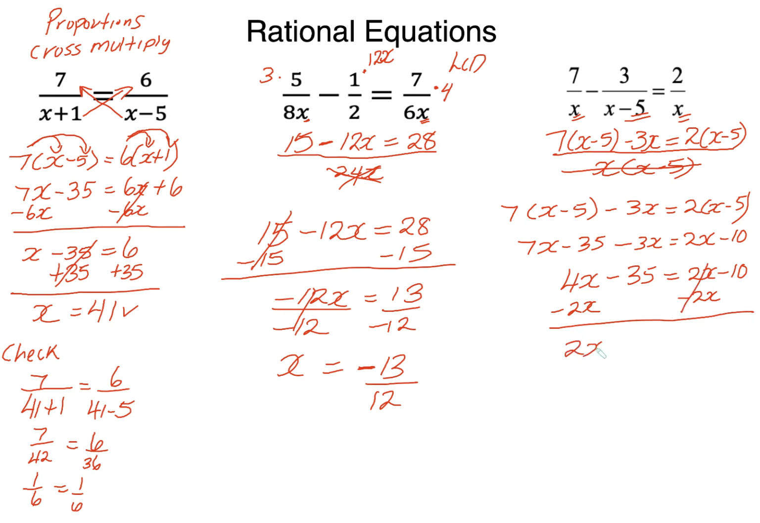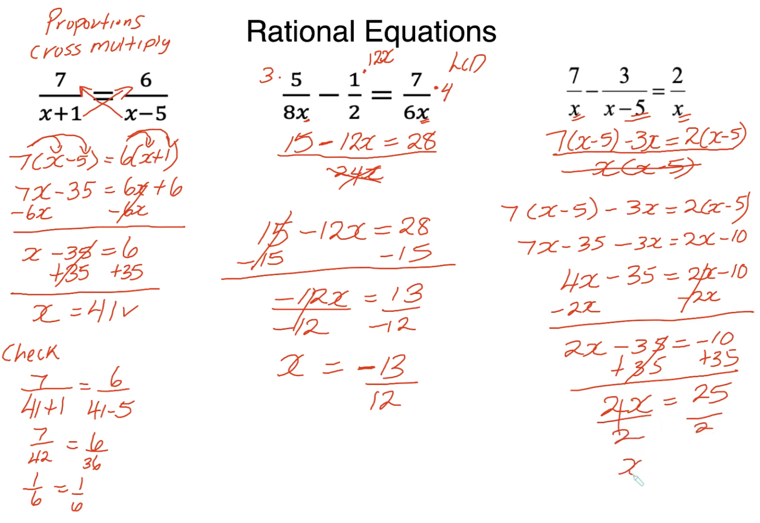This leaves me with 2x minus 35 equals to negative 10. Solving for x, I'm going to add 35 to both sides. This cancels. I'm left with 2x equals to positive 25. And solving for x, I'll divide both sides by 2. So x has a value of 25 over 2. And I'm going to leave it like that. It's the 25 over 2.